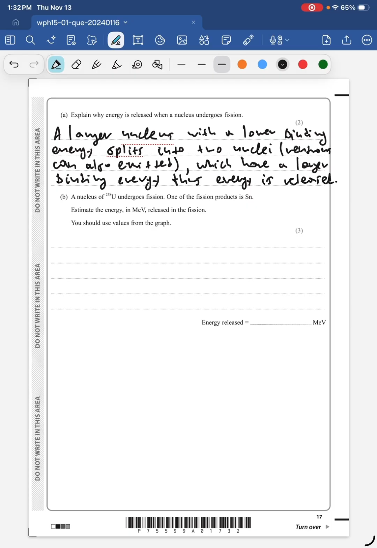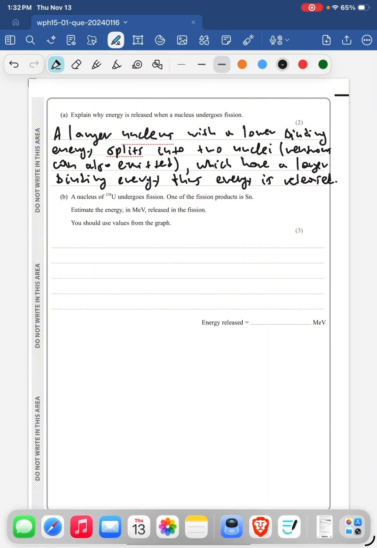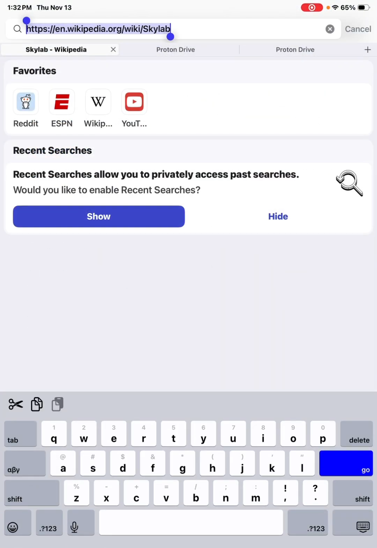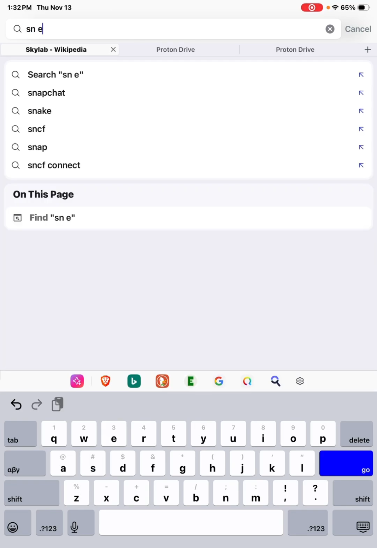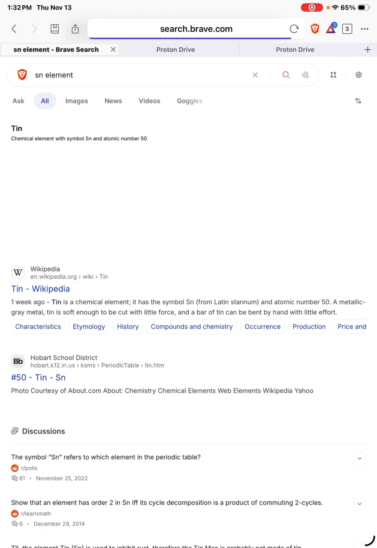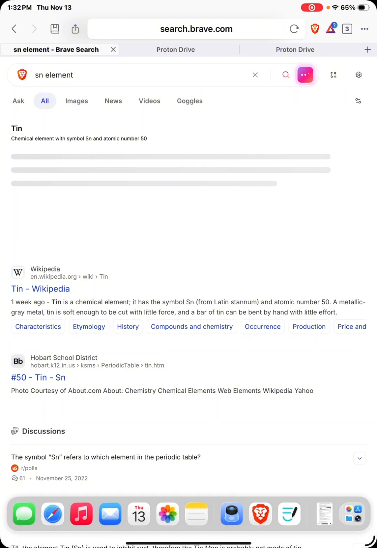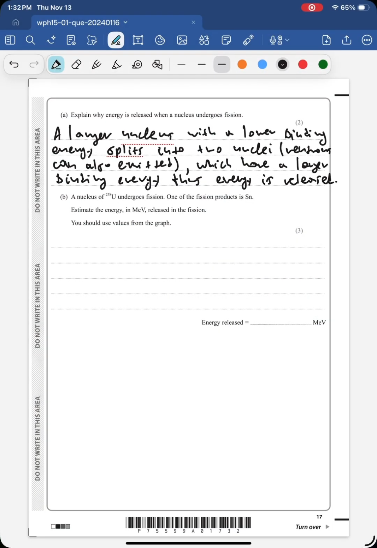Okay, a nucleus of uranium-238 undergoes fission. One of the fission products is Sn. I should remember this. What's Sn? It's tin, or no? Let me see. Sn element. I should know this thing. Tin, yeah, okay. Good, I remember. Now, estimate the energy in MeV released in the fission. You should use values from the graph.